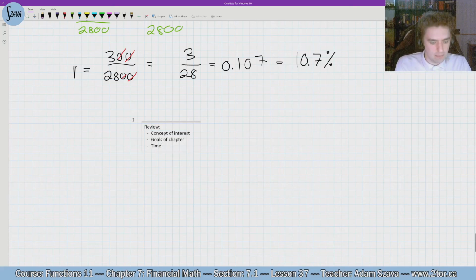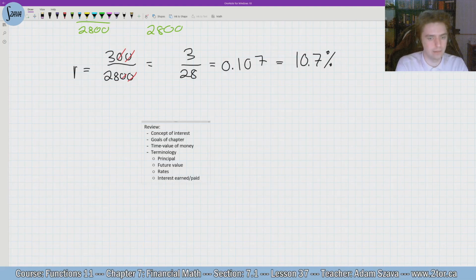Then we talked about the time value of money, which is a very important concept that is always going to be underlying every single thing we talk about in this chapter. Then we went through a couple pieces of terminology, such as principal, future value, rates, interest earned, and interest paid. And then we defined simple interest and did some examples of that.